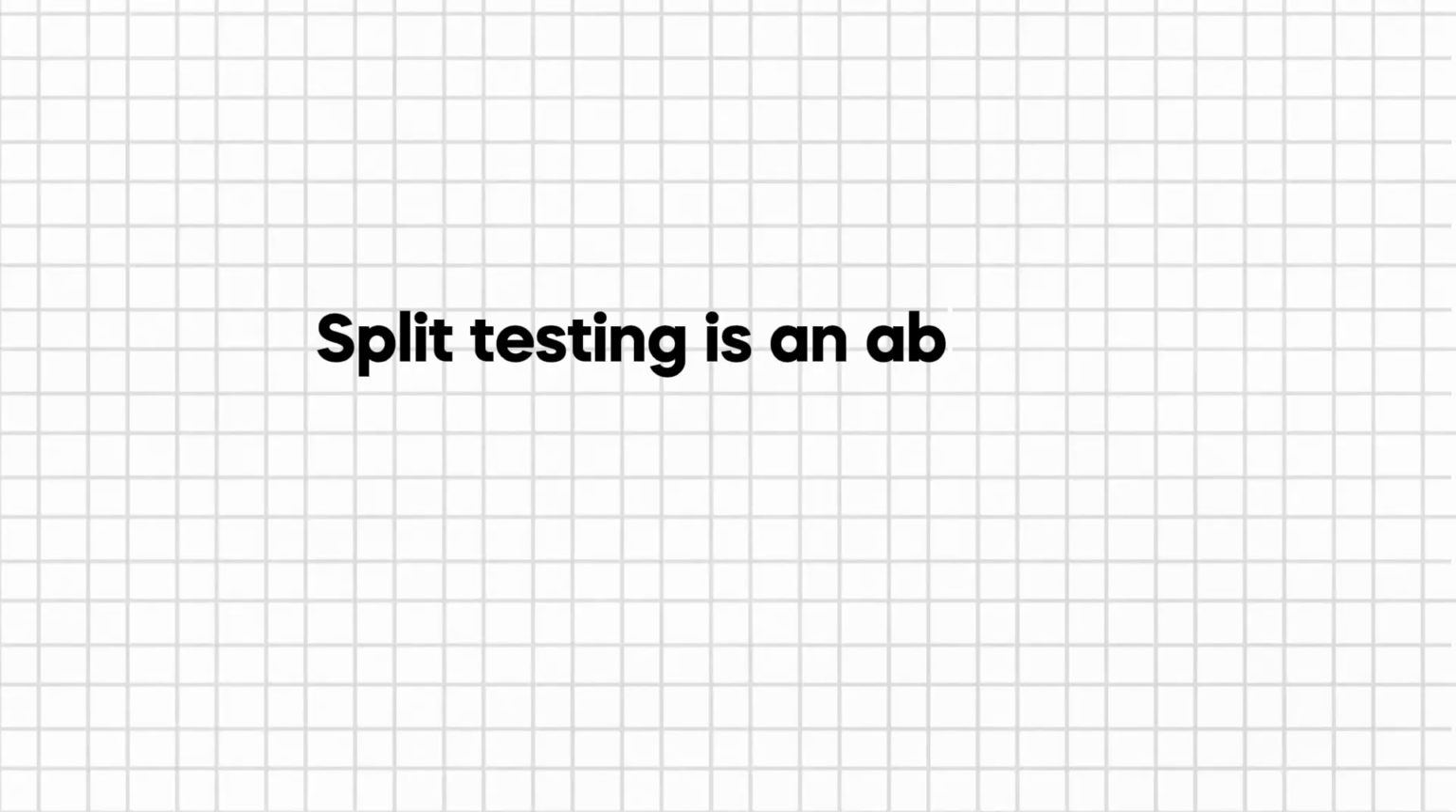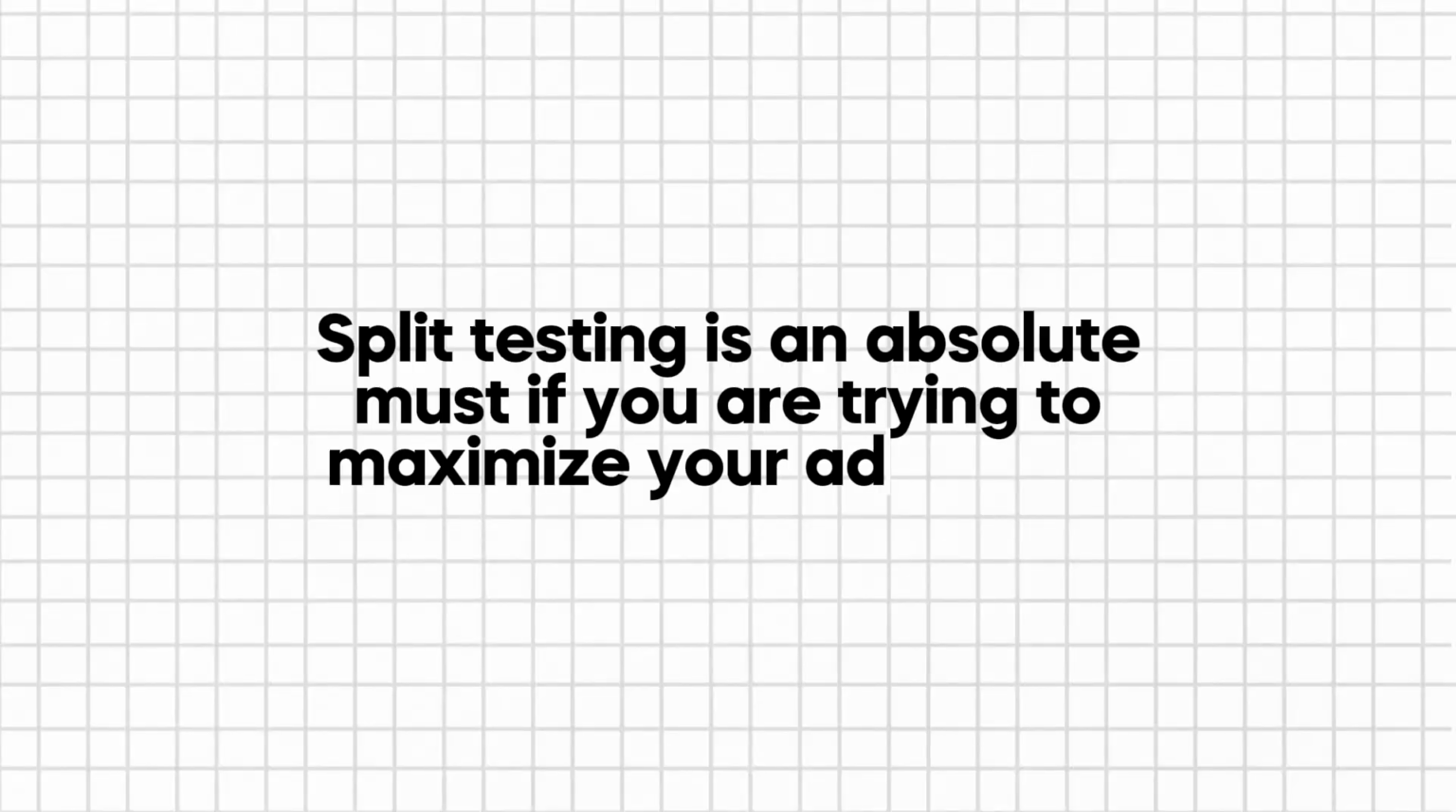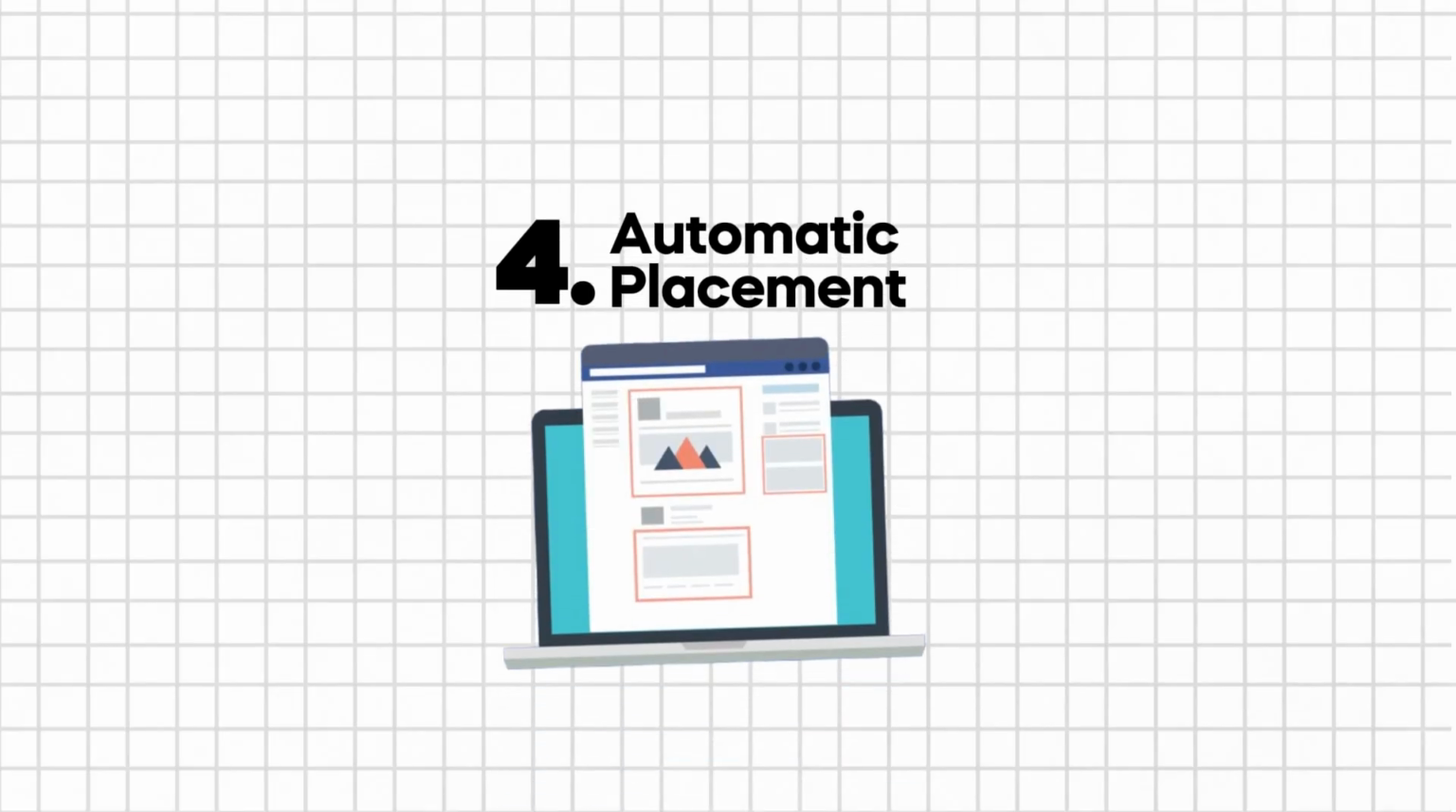So this tool is perfect for campaigns where you're unsure about the key elements. Split testing is an absolute must if you're trying to maximize your ad spend. Number 4 of the features that you need to try out is automatic placement. If you've been manually selecting placements, like sticking to Facebook news feed and Instagram stories, we always say that you use manual placement so that you can specify where you want your ad to be. But do you know that you're potentially leaving a ton of money on the table?